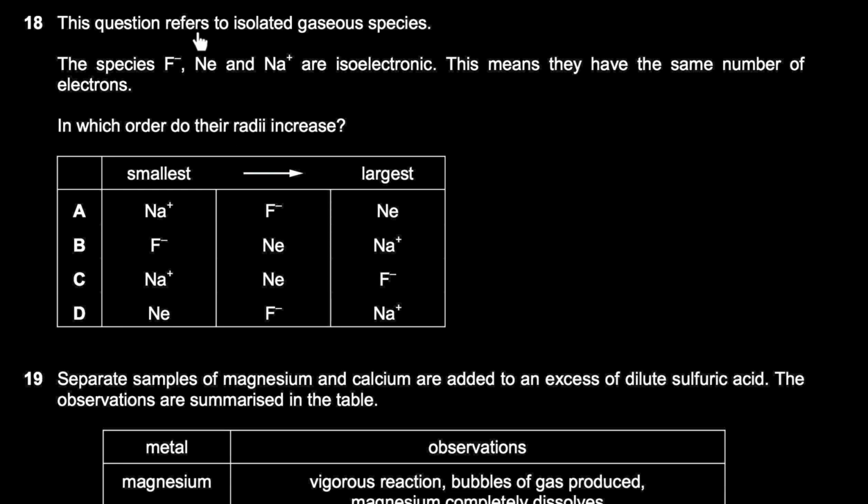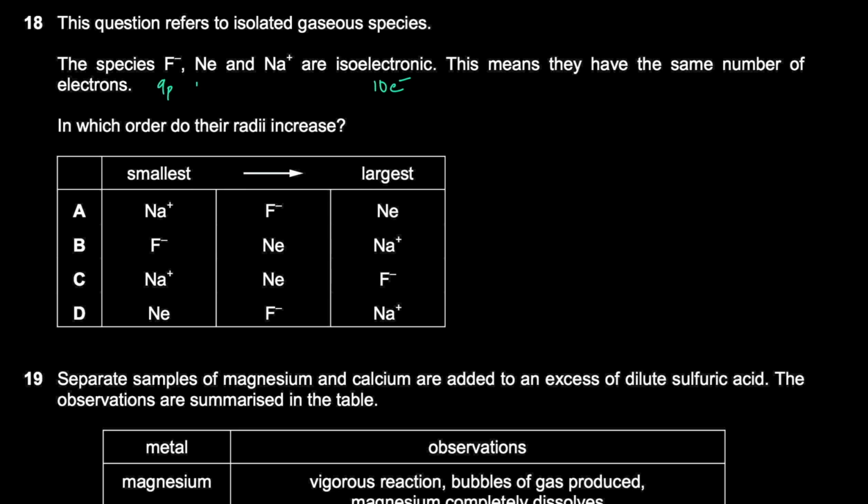The question refers to isolated gaseous species. The species F minus, Ne, and Na plus are isoelectronic. They all have 10 electrons, which means they have the same number of electrons. In which order do their radii increase? Now again, remember that the greater the nuclear charge, the smaller the radius.